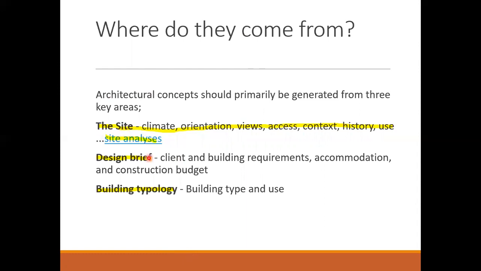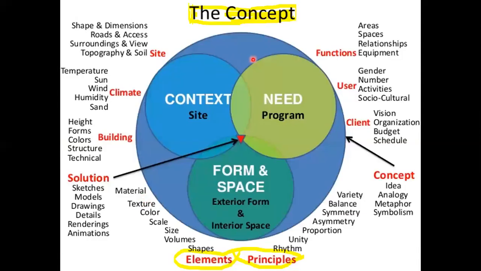Then the concept can also be derived from the design brief, the requirements of the client, and the requirements built from the building analysis, accommodation, and the budget. For instance, we have listened about economical housing, building typology, the particular type of use. So these are the three features most of the time used for conceptualization: site analysis, the design brief, and the type of the building.